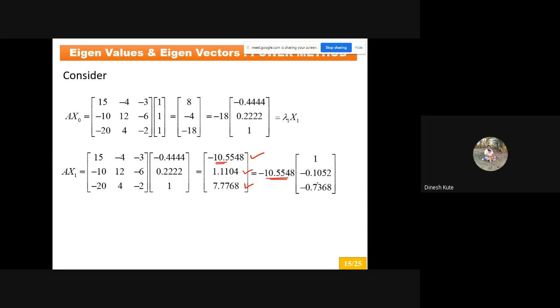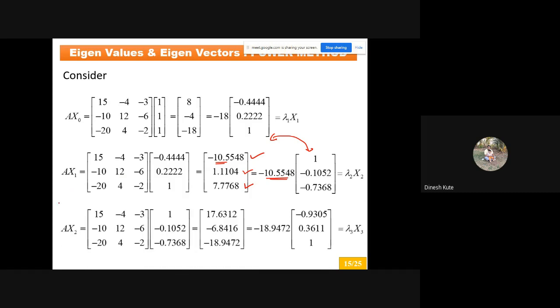Here the numerically largest value is minus 10.5548, that you have to take common. In the bracket you will get this. Again you can check the last two eigenvectors. See this difference. Here it is minus 0.4, here it is 1. The large gap is there. You can't stop the iteration here. So perform one more iteration, AX2, and repeat the same process.